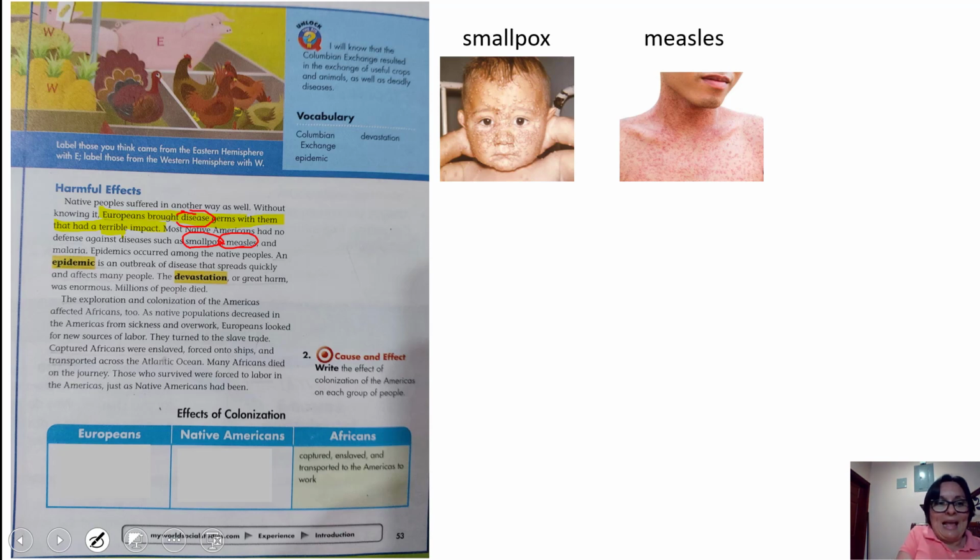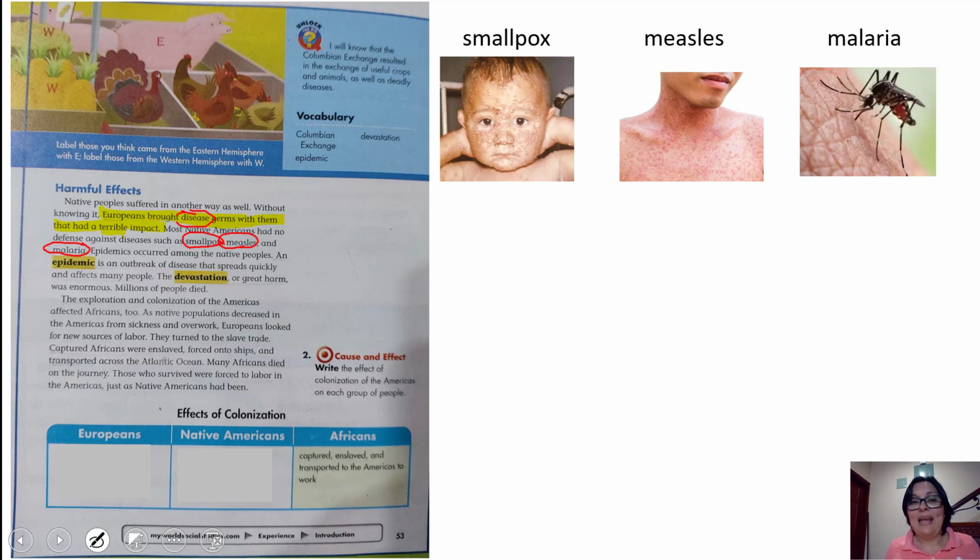And also malaria. This one you know it more. And it's transmitted by mosquitoes. Okay, all these three diseases and other ones, smallpox, measles, malaria, were brought from Europe to the Americas. And what happened? It was a terrible impact for the native people because they didn't have the defenses in their bodies to fight against those diseases.